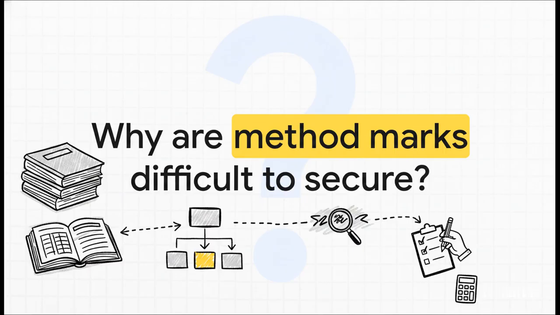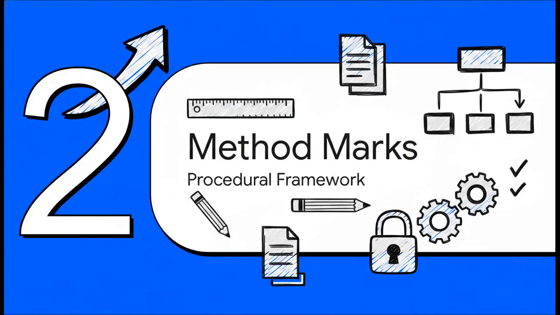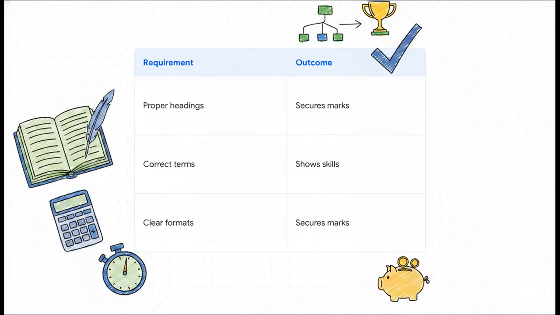Spot on. You have to prove your work at every single stage. Section 2. Securing Essential Method Marks. Let's look at the procedural framework you need. Take a look at this 2-column table. It outlines the incredibly strict conventions examiners demand: proper headings, correct terminology, appropriate formats, and clear annotations.